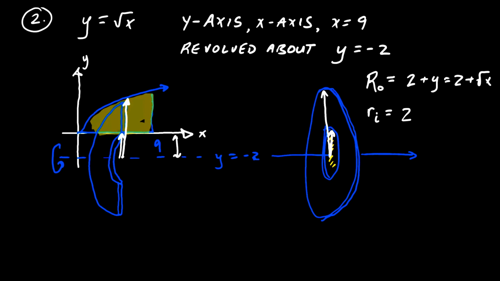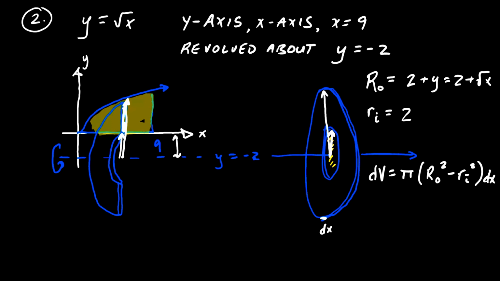So our piece of the volume here, dV, is going to be the outer cylinder minus the inner cylinder, which we can combine. We can factor out the pi, and then we have R outer squared minus r inner squared times our thickness. And remember, our thickness again is dx because our slice was perpendicular to the x-axis.